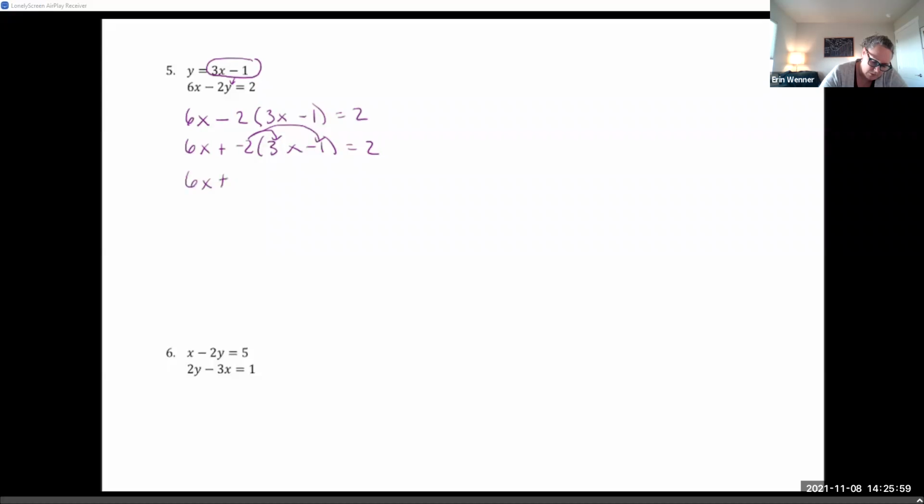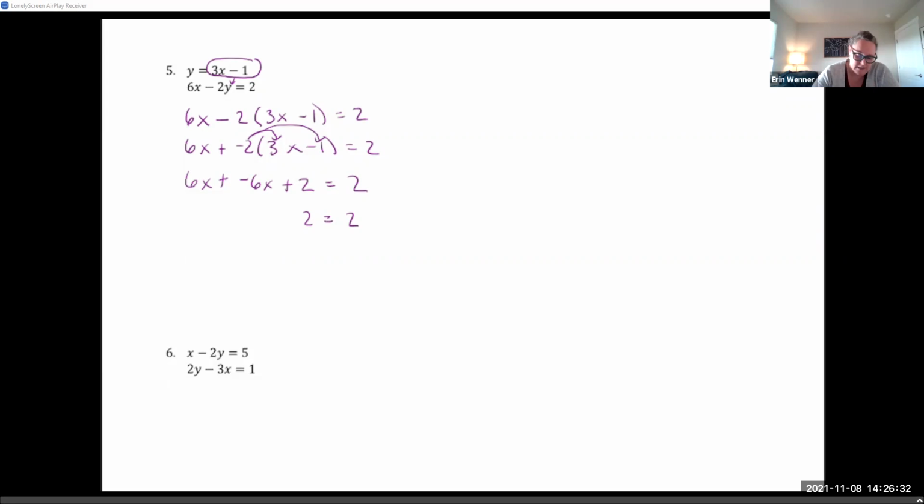So -2 times 3x is -6x. -2 times -1 is +2. Combining our like terms, the x variable drops out because 6x plus -6x just is 0x, which is just 0. And we get 2 equals 2. If we had not remembered to distribute that negative through, we would have ended up with a -2 equals +2, and you would have told me that there is no solution.